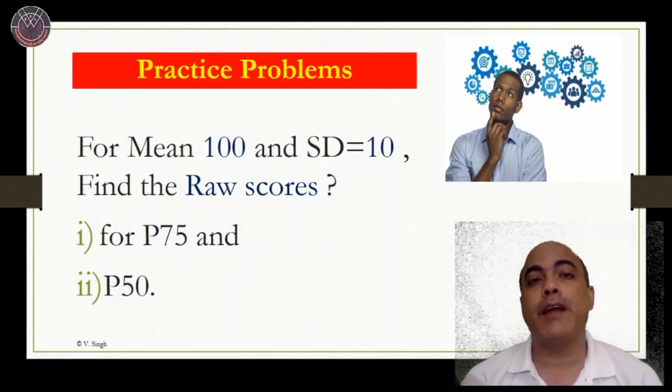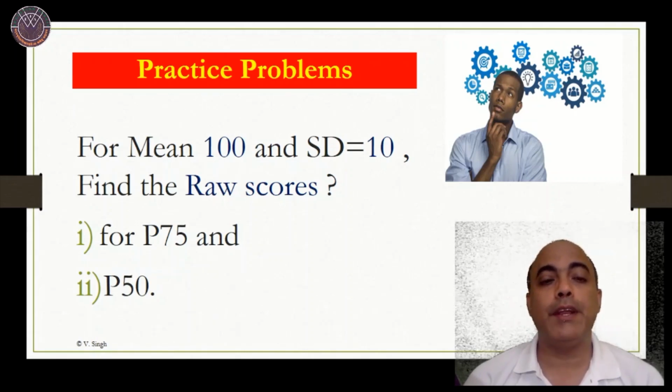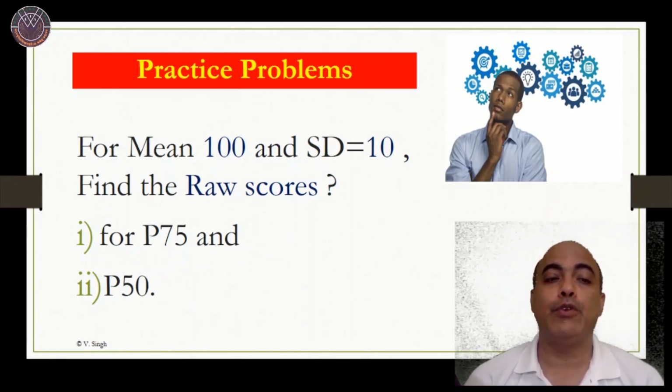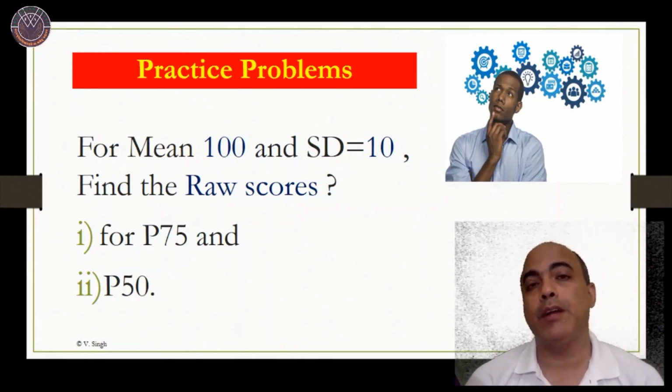For your practice, I ask you to solve these two problems, based on the 7th and 8th applications of the normal probability curve. The mean is 100 and SD equal to 10; find the raw scores for P75 and P50. It is based on application 8, which we have just done. So solve this problem, and I hope you will easily do it because it is already discussed.